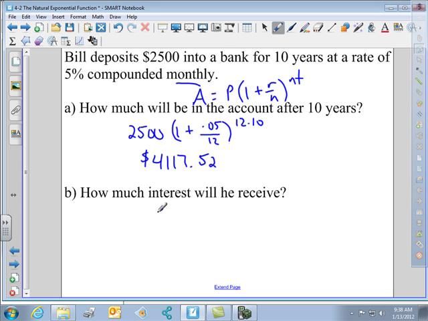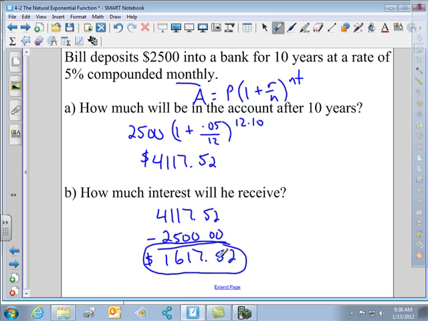Well, for the amount of interest, let's take that total amount that he had and subtract the $2,500, giving us $1,617.52. That's how much interest Bill would have received. Pretty good.